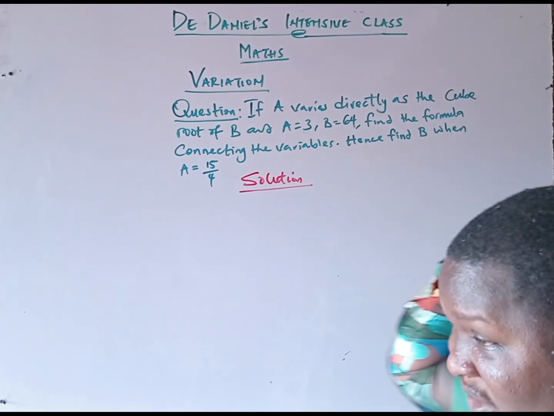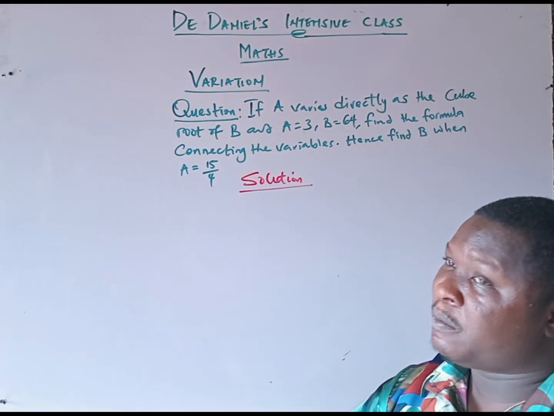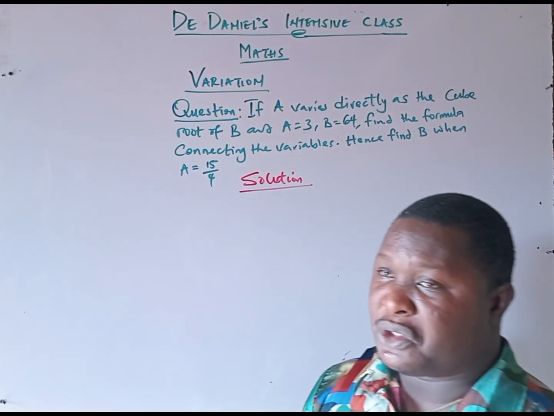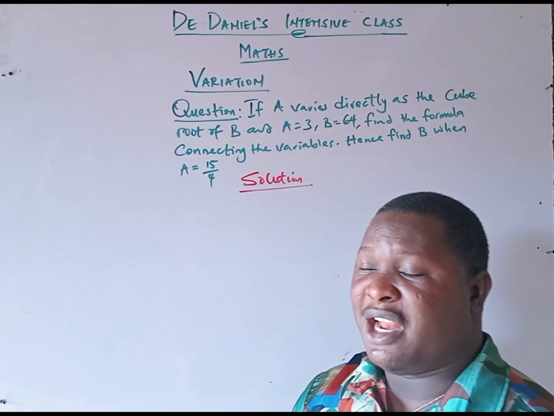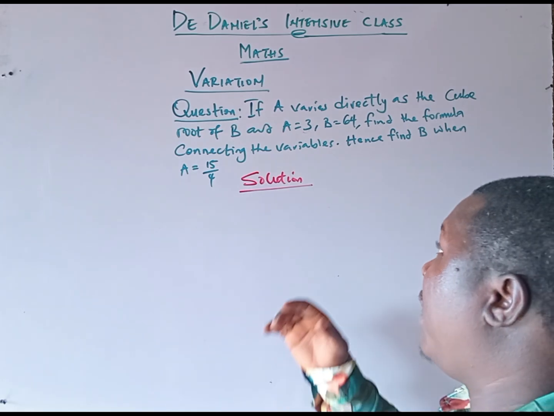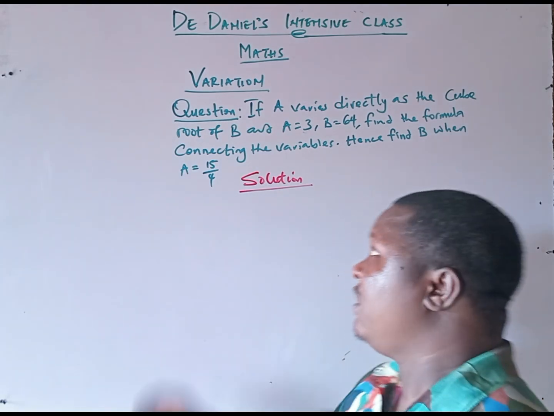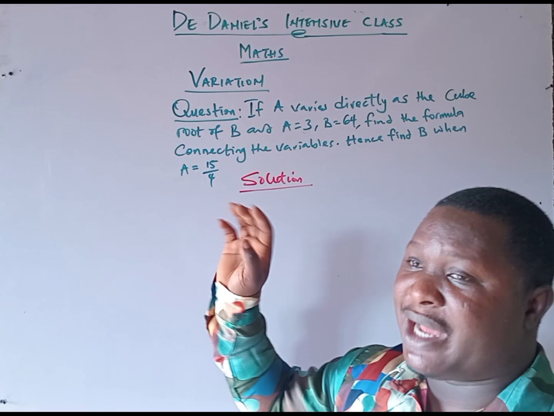In our previous class, I told us we're going to be working on variation. I told us the different types of variation we have: direct variation, inverse variation, joint variation, and partial variation. This question relates to direct variation.